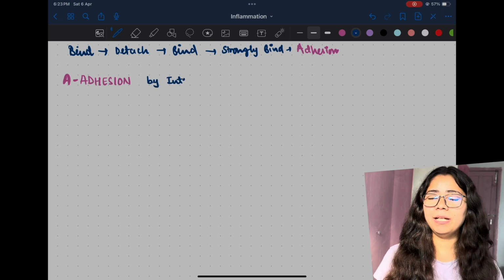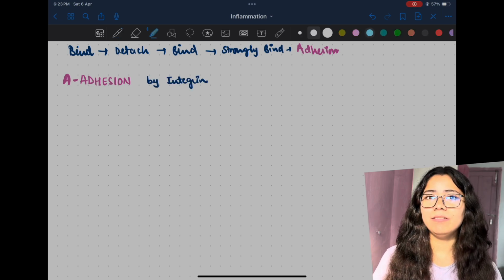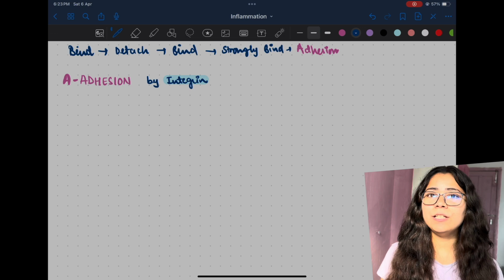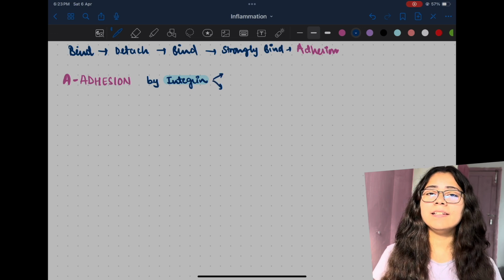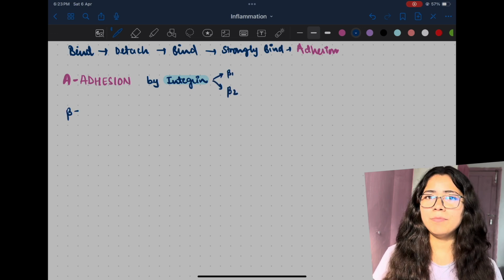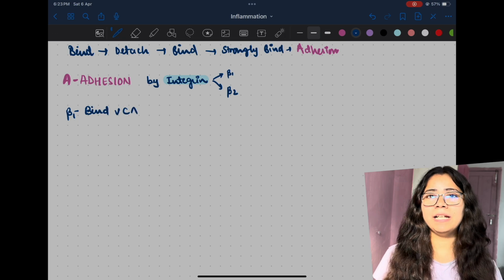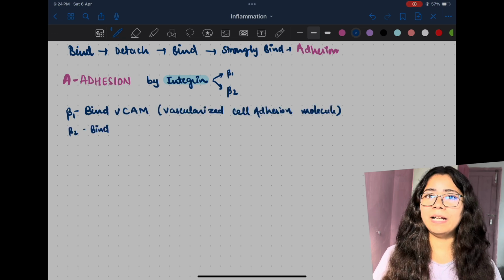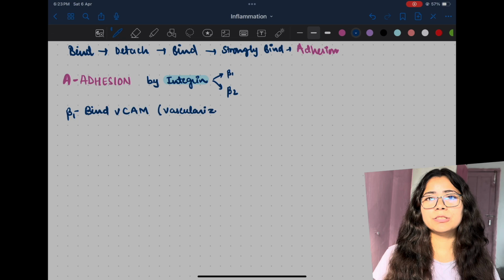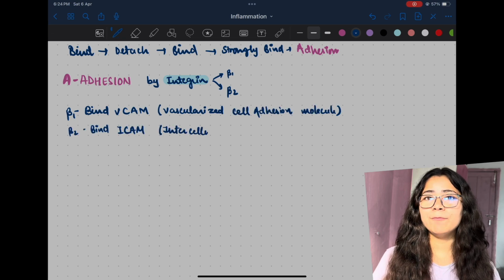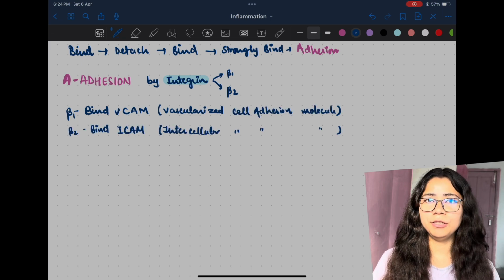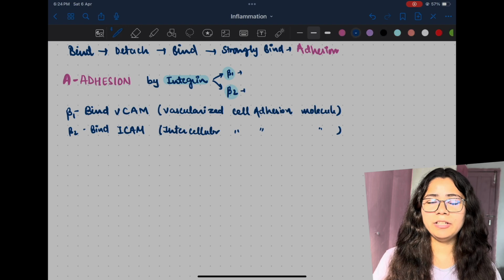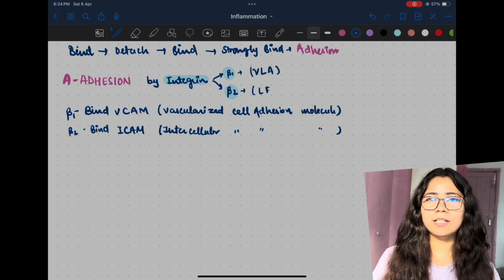That is mediated by integrin. As the name tells itself, integrin means it will integrate both of them strongly. Integrins are of two types, beta 1 and beta 2. Beta 1 will bind VCAM and beta 2 will bind ICAM. VCAM means vascular cell adhesion molecule and ICAM means intercellular adhesion molecule. Beta 1 is also called VLA4 and beta 2 is also called LFA1 or MAC1, like Mac of your MacBook.